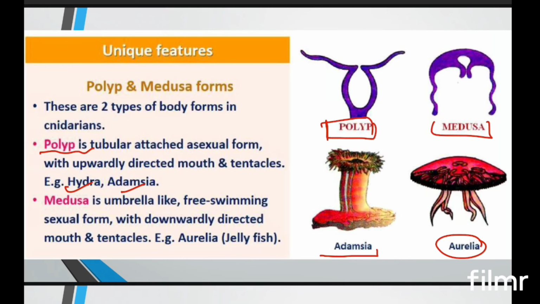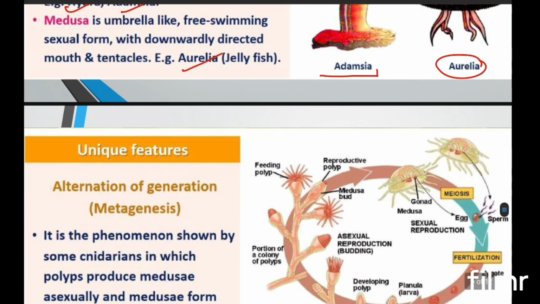So the medusa form, you can see that it's an umbrella-like structure or a dome-like structure. These all are free swimming, right, not at all sessile forms. These are free-swimming forms, and these all are sexual forms, right. So its mouth and anus part and tentacle part are downwardly directed, right. Examples: Aurelia or the jellyfish, right.